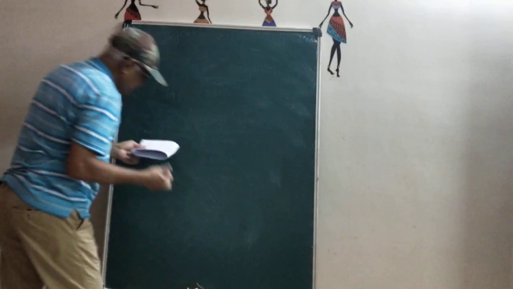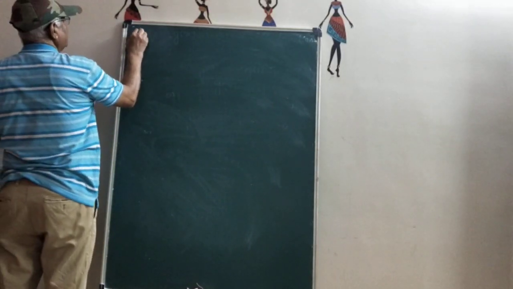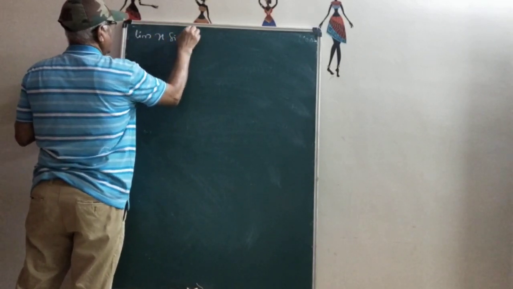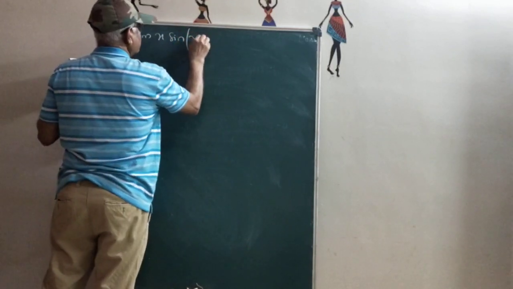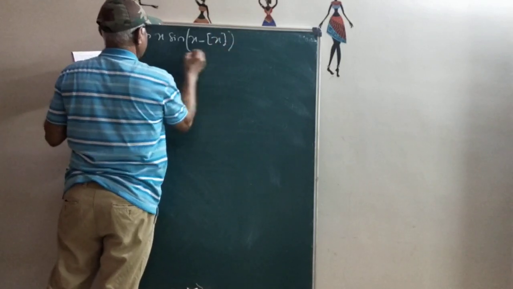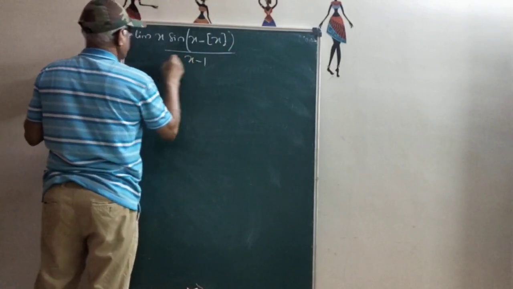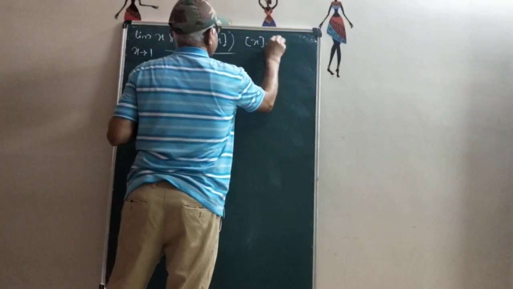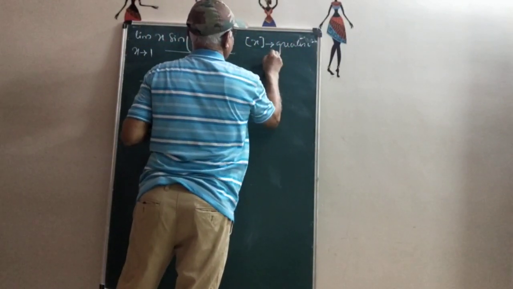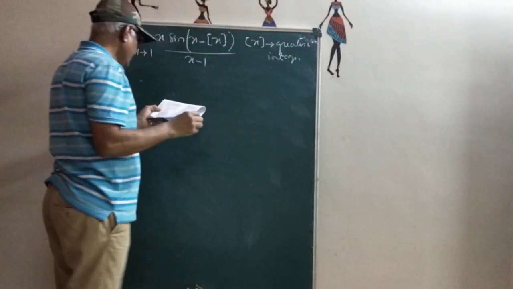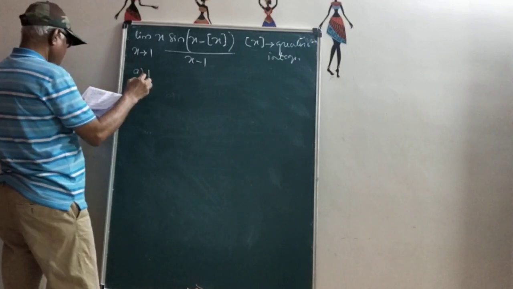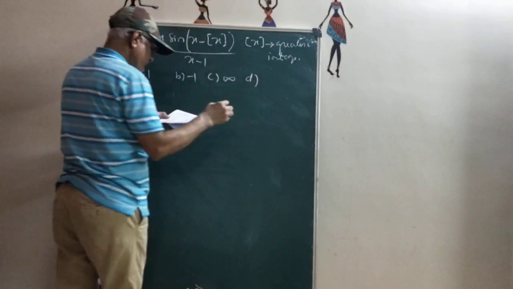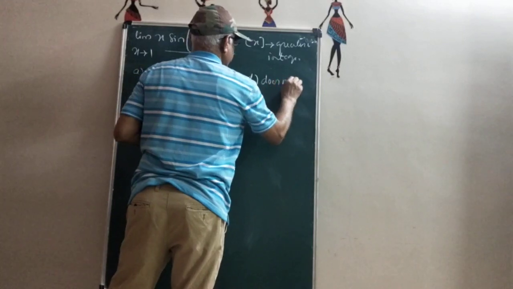Now the next question is, student, the limit of x sin x minus [x], divided by x minus 1, as x tends to 1, where [x] is the greatest integer function. Now for the limit of this function, the first option a is 1, the second option b is −1, the third option c is infinity, and the last option is that it does not exist.